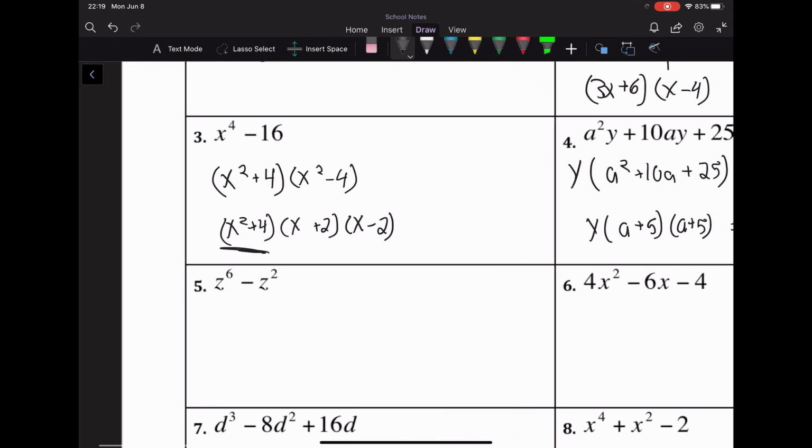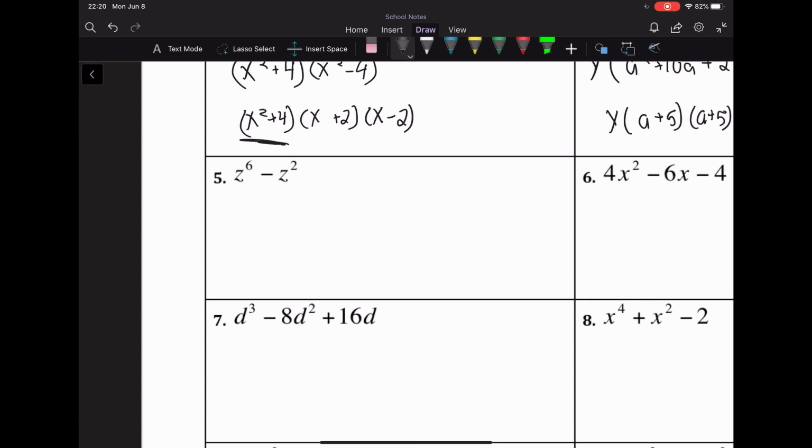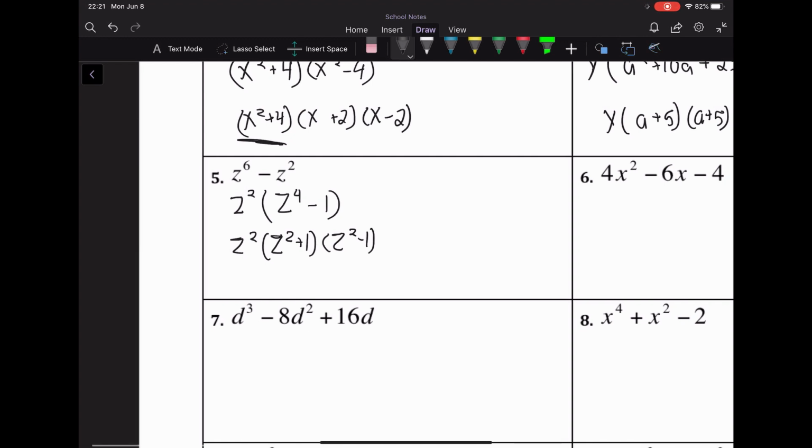Next question we're going to have. So question 5 is a little bit more involved. So we have z to the 6th minus z squared. First we could pull out a GCF of z squared, and we'll be left with z to the 4th power minus 1. We could break this down further, so we have our z squared still, and now we'll have z squared plus 1 times z squared minus 1. Still can break this down further, and we'll have z squared plus 1, and now we'll have just z plus 1 times z minus 1. And so that's question 5.